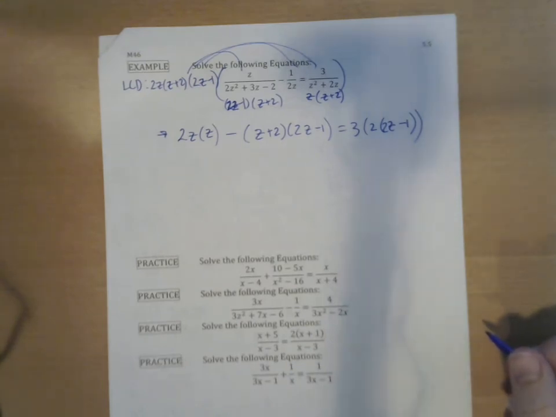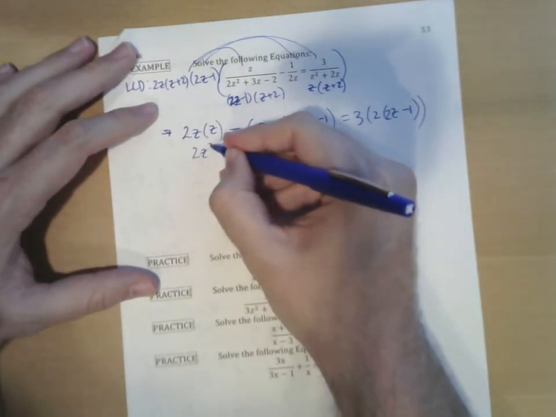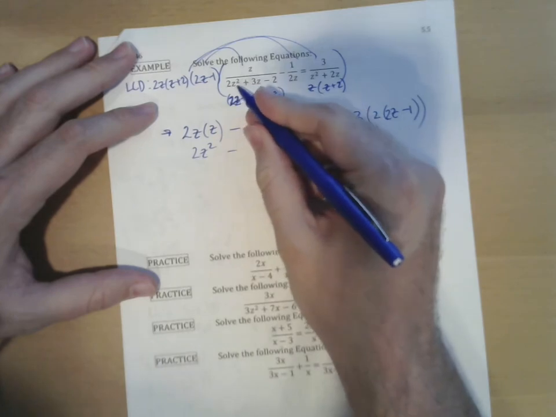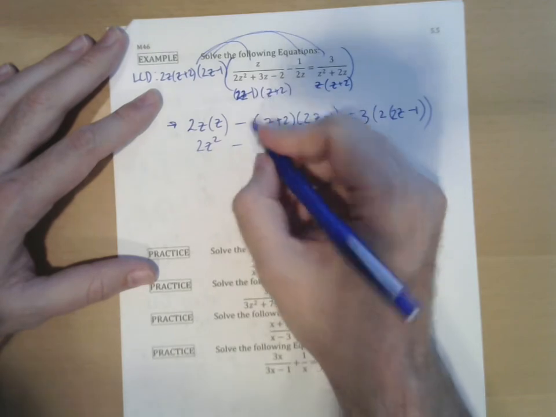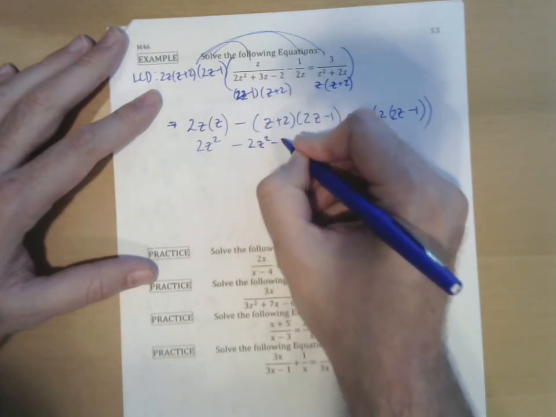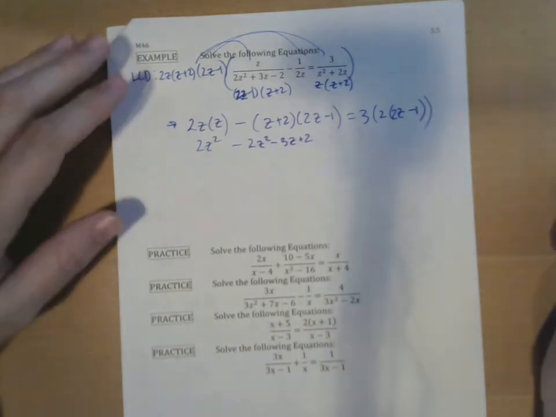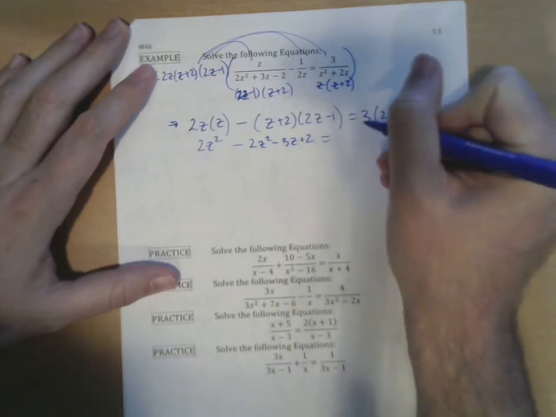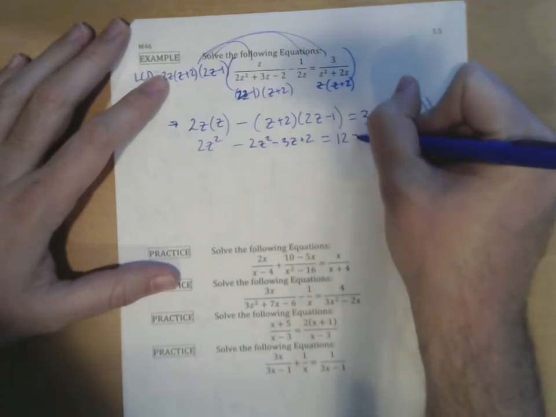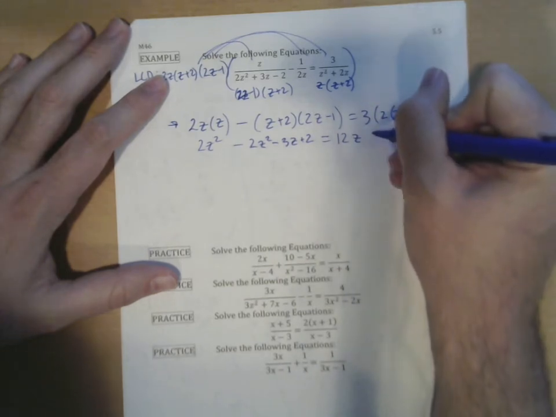And now all that's left is to simplify and solve. So we get 2z squared minus, we already know what this is, I don't need to FOIL it out, it's this thing, so I'm just going to flip the signs, distributing the negative appropriately. So 2z squared minus 3z plus 2, and then this equals 3 times 2 times 2 is 12z, and then minus 6.